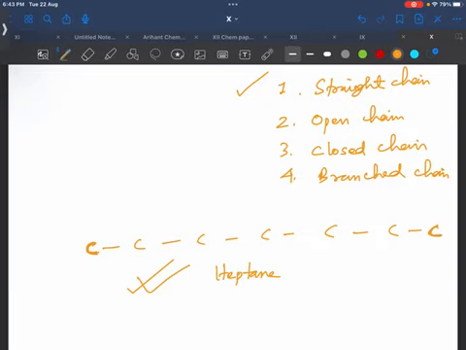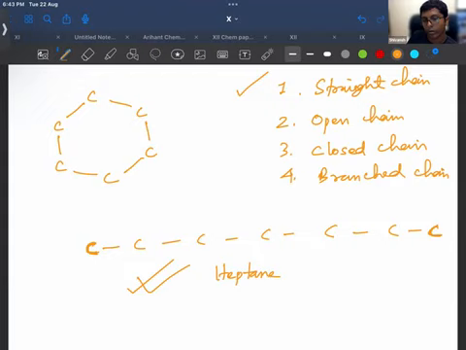Then we have something called a closed chain. In a closed chain, the carbons are linked to each other. For example, this is a closed chain. So can you draw an open chain? The thing you just drew, the straight chain, that's an open chain. This is also an open chain, and also a straight chain. Are all straight chains open chains? Yes. Are all open chains straight chains? No, because they could be branched also. And sir, all closed chains are cyclic? Yes, a ring has to be formed.